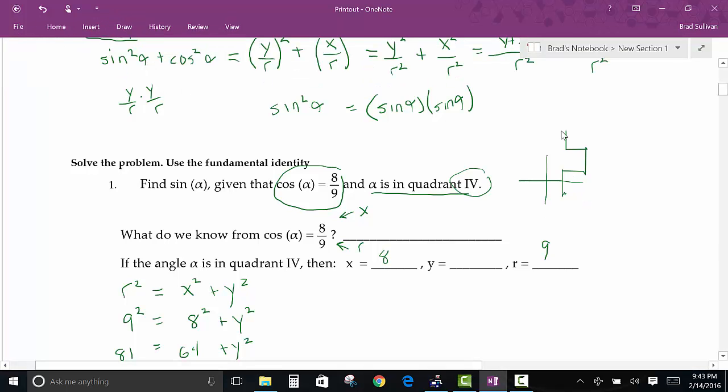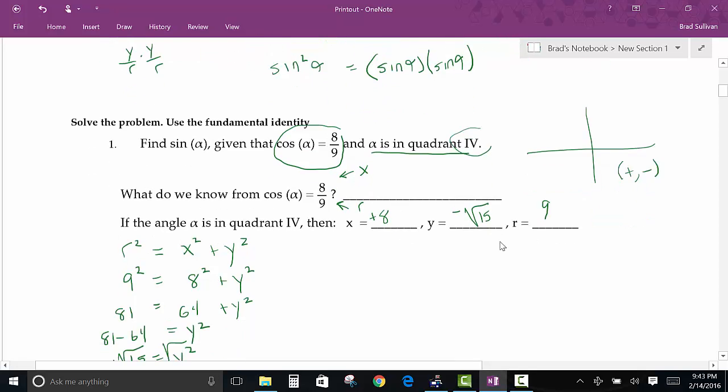What I want to show you is what we would get from that piece of information. Basically we're in quadrant 4, and if we're in quadrant 4, x is positive and y is negative. So that means y is going to be negative square root of 15 for that reason. And then x was given as positive 8.